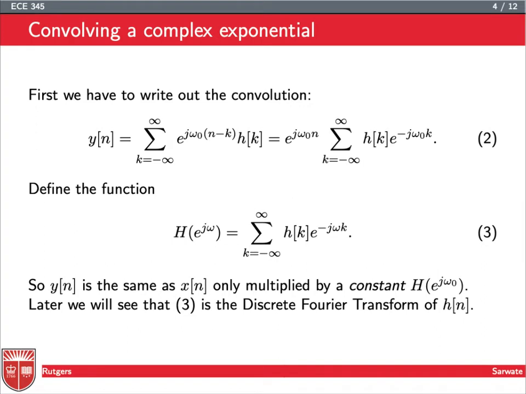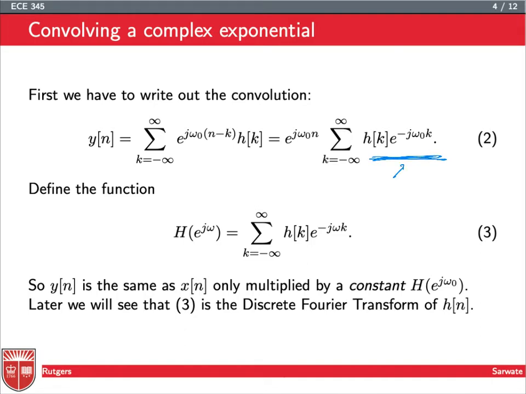So starting from scratch, what we can do is just write out the convolution. Here we have x of n minus k, which is e to the j omega naught (n minus k), and then we have h of k. And then you can see that this e to the j omega naught n doesn't depend on k, so it can get pulled out of the sum, and what we're left with is the sum from k equals minus infinity to infinity of h of k e to the minus j omega naught k.